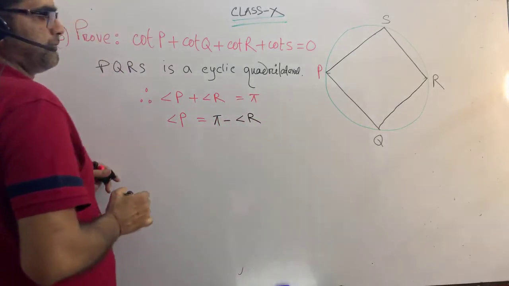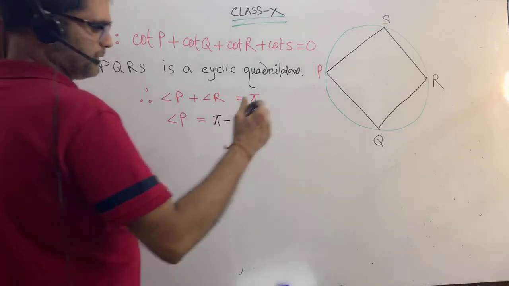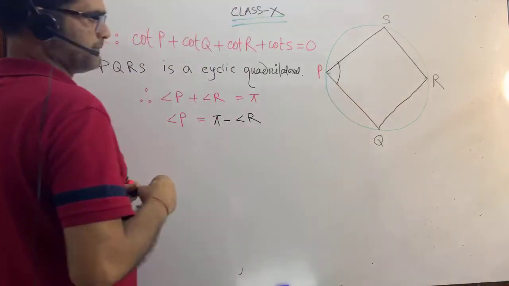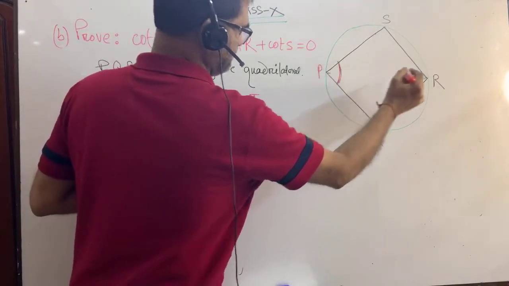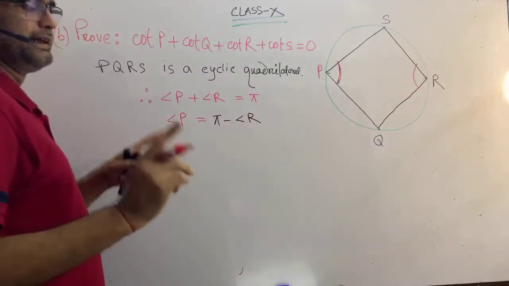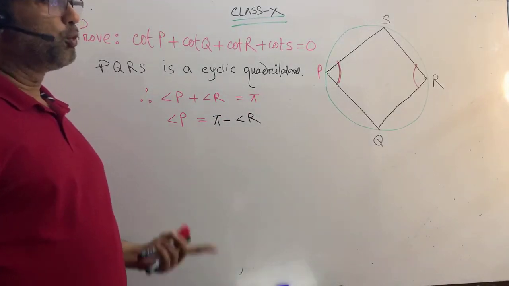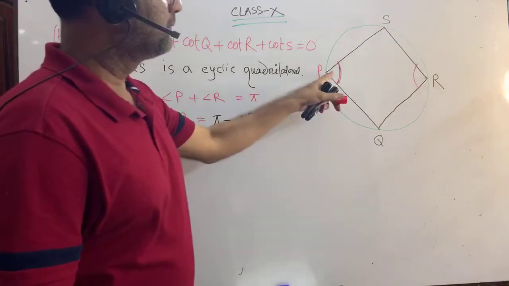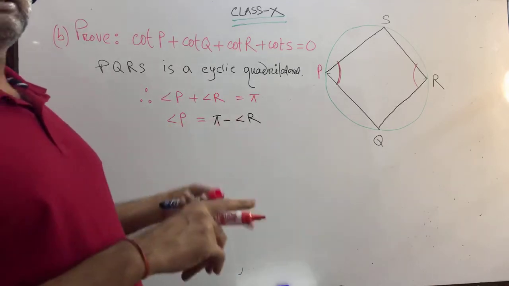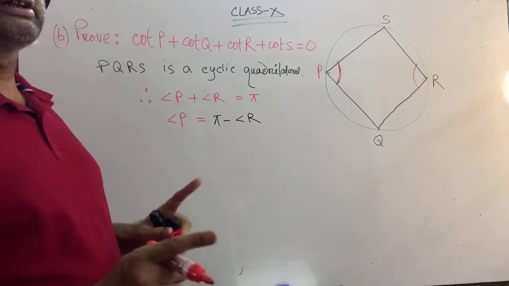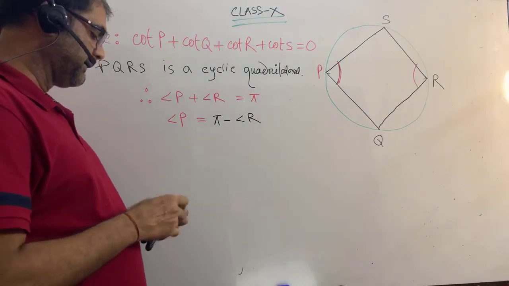Okay, now how have we written it? This angle, okay, I am going to mark it again. This angle and this angle are opposite angles, and in the math book you were taught that the sum of the opposite angles of a quadrilateral inscribed in a circle is equal to 180 degrees. That means pi radian. Okay, it is 180 degrees.